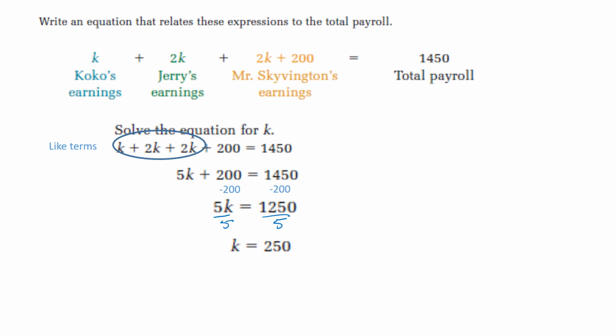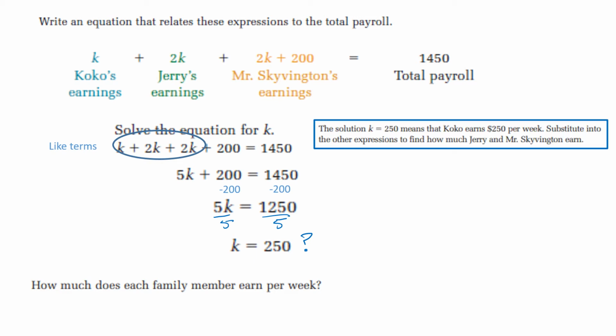So what does that mean? What does that number mean that we just found? It's important that you can explain that in English, right? What does that mean? Remember what our question was. It was how much does each family member earn per week? So the solution, K equals 250, what does it mean? It means that Coco earns $250 per week because that's what K was right up here, Coco's earnings.